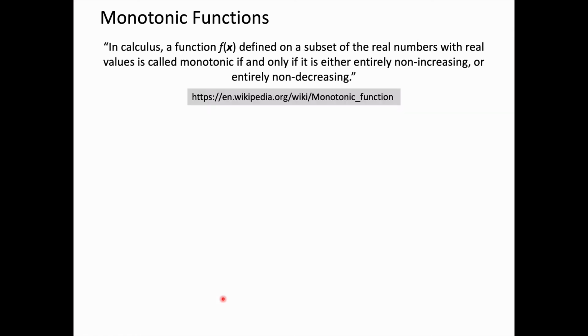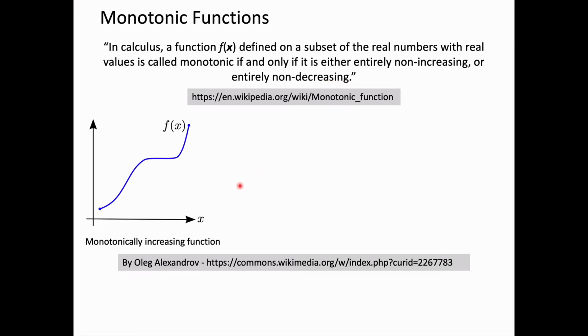First, let's define monotonic functions. Just looking at Wikipedia, a function that's defined on a subset of the real numbers with real values is called monotonic if and only if it is either entirely non-increasing or entirely non-decreasing. You might be wondering, why are we using this term specifically, non-increasing instead of just saying decreasing, or non-decreasing instead of increasing? That language allows for flat spots.